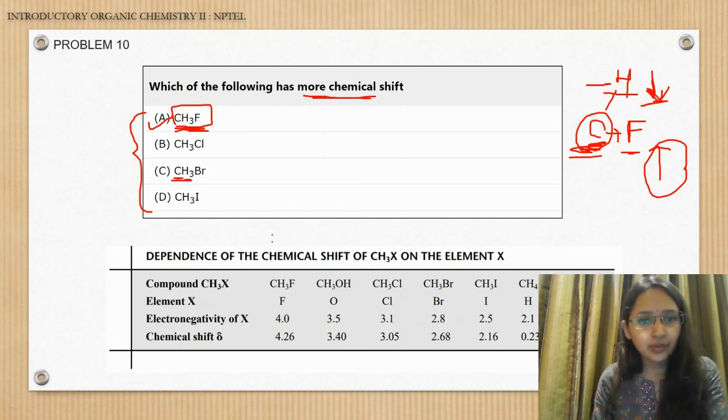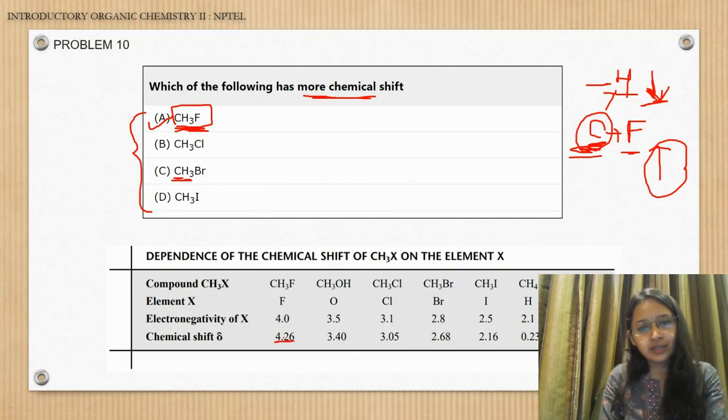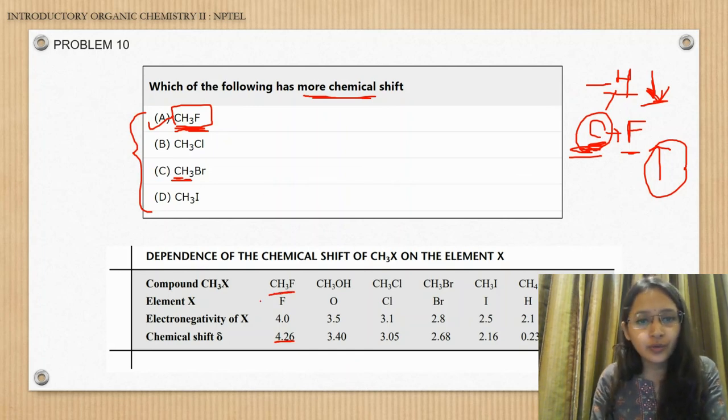Okay, so the chemical shift value I have mentioned here is very high for methyl chloride. Okay, so fluoromethane has a very high resonance frequency and a very high chemical shift value.